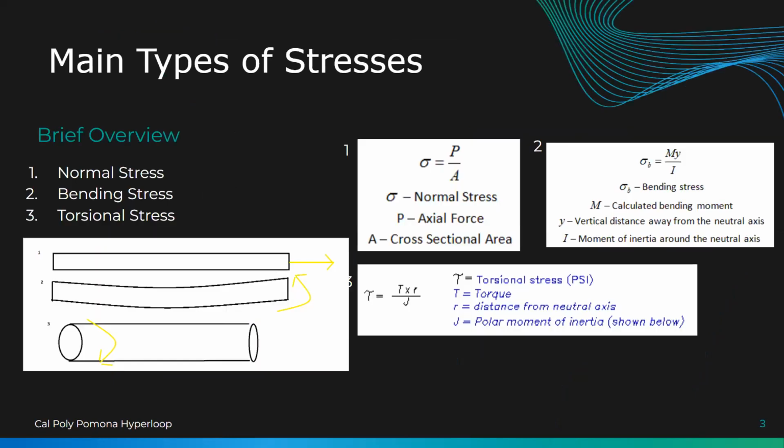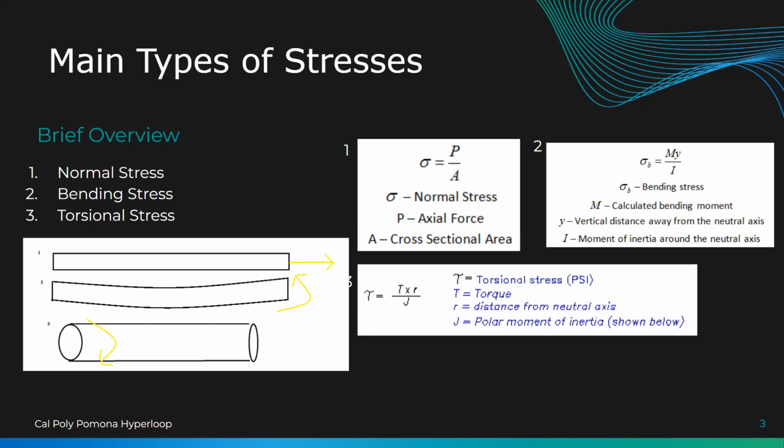So, okay, there are basically three main types of stresses. And if you've taken any of the ME classes, they would have covered this. There's the normal stress, bending stress, and then torsional stress. So if you look on the bottom, you can see these three stresses laid out in chronological order.